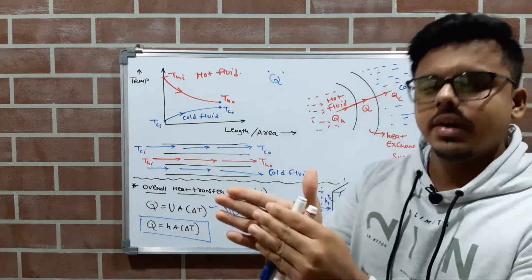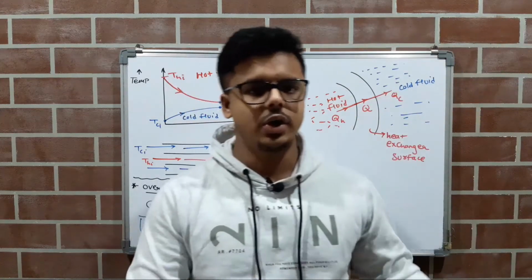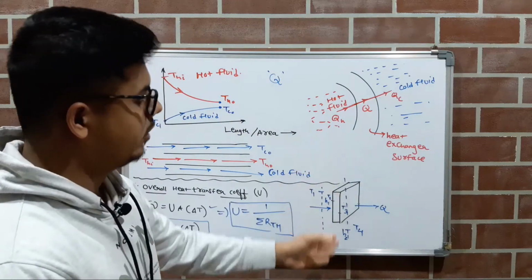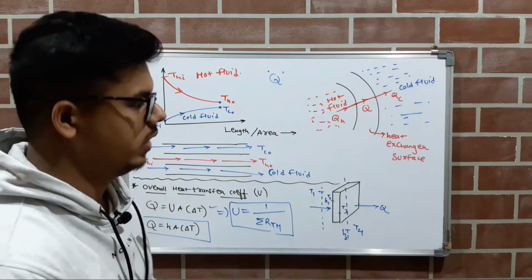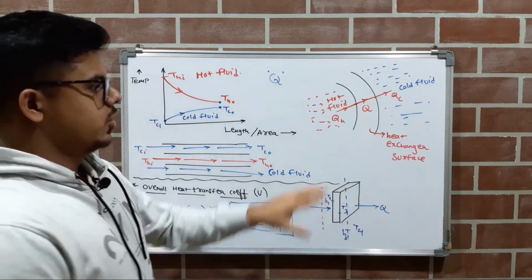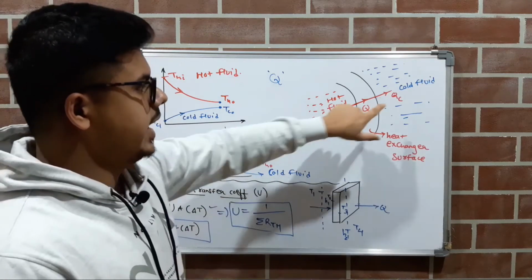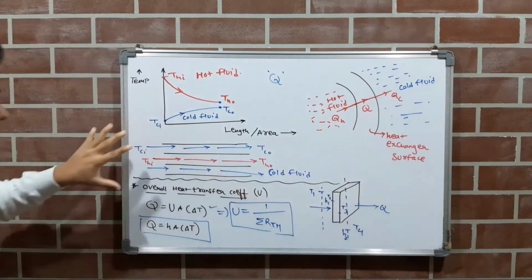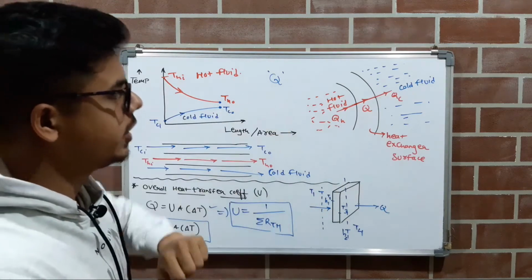Means there should be a separation which separates the hot and cold fluid, and it doesn't matter whether it has the plane surface only or the cylindrical only. It can be of any type, right? So it is easy to find QH and QC. So how will we find Q? After explaining this much, I hope you got the idea of how we will find Q.